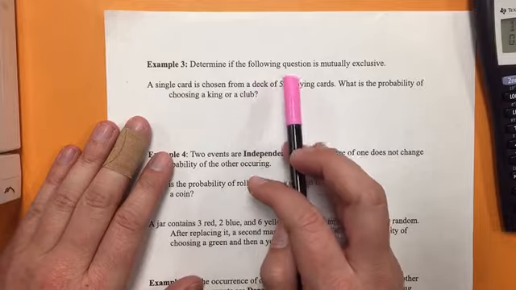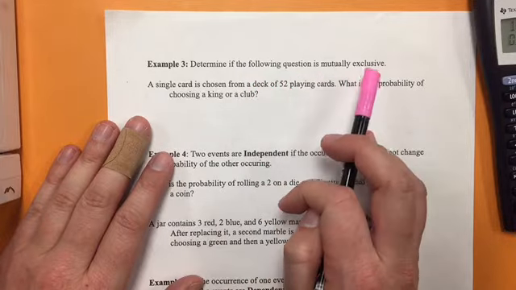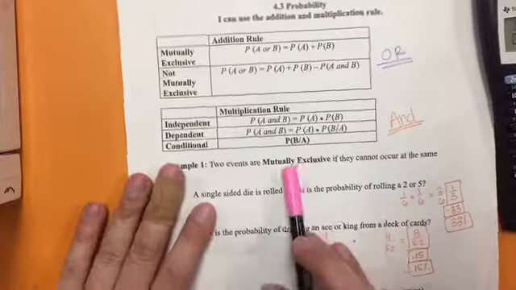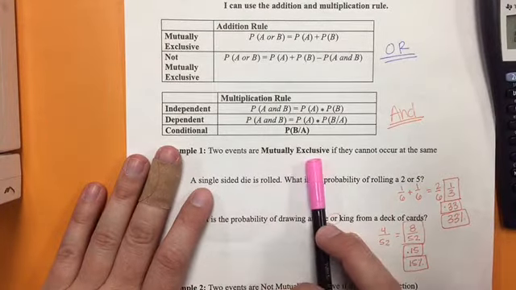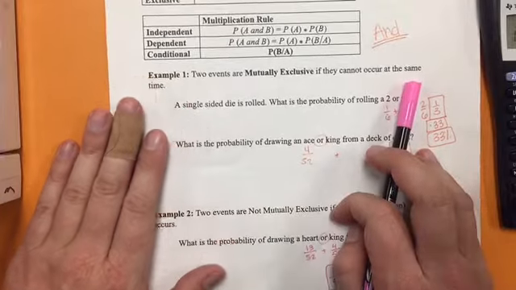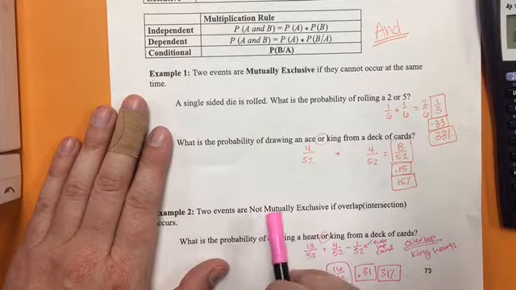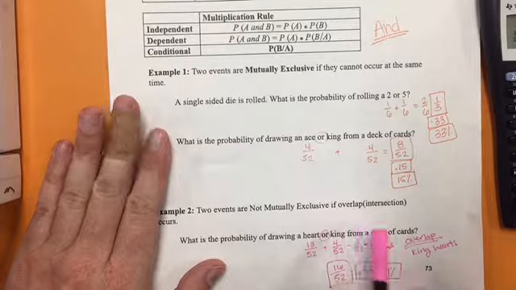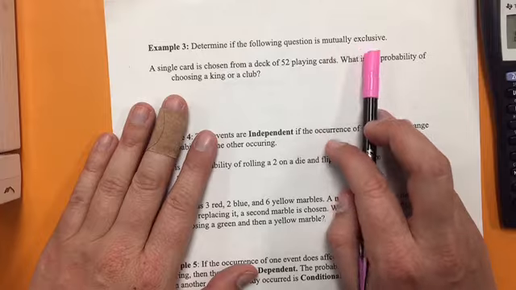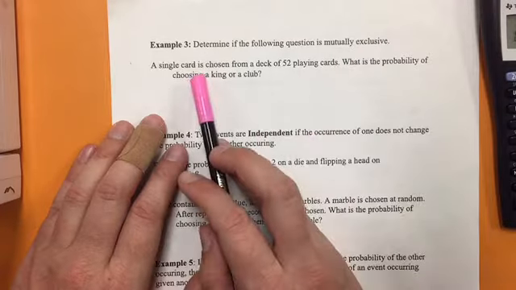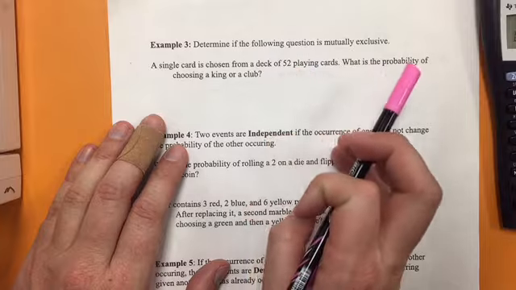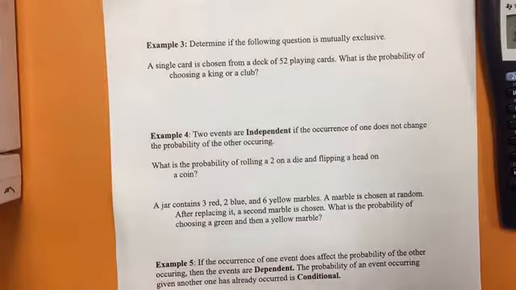Determine if the following question is mutually exclusive. So remember, we're trying to check. Mutually exclusive means that they cannot occur at the same time. Not mutually exclusive means there's overlap. So I'm checking: is there no overlap? A single card is chosen from a deck of 52 cards. What is the probability of choosing a king?